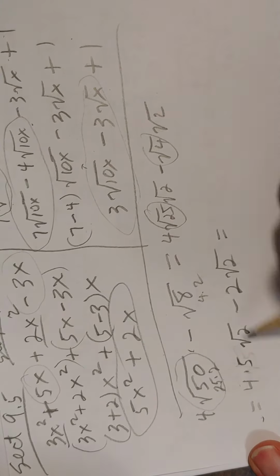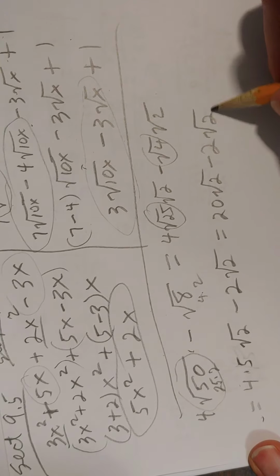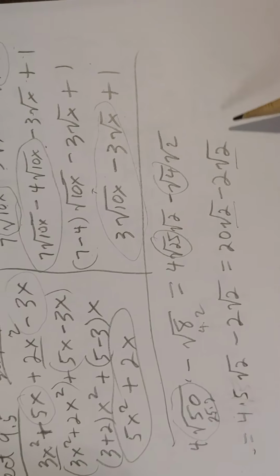That becomes 4 times 5 is 20 times the square root of 2 minus 2 times the square root of 2. And once I simplify, they're like radicals. They both have a square root of 2. And then you can use the distributive property like we did up here. But really, you just have 20 minus 2. That's 18 square roots of 2. You have 20 of them minus 2 of them. And you just end up with 18 times the square root of 2. That's simple. Okay?